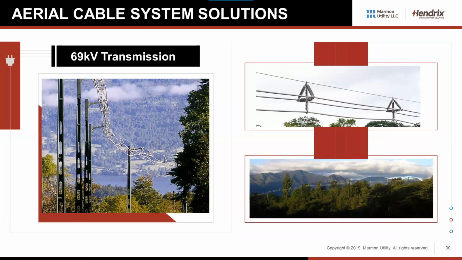Like I said, here we go all the way up to 69 kV. Here's some of our 69 kV pictures. Again, same basic concept, messenger supported system. It's just the thickness of the covering is bigger, as well as the spacers themselves.